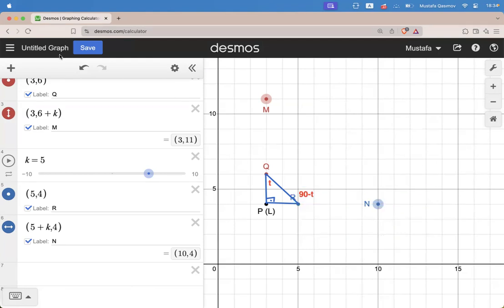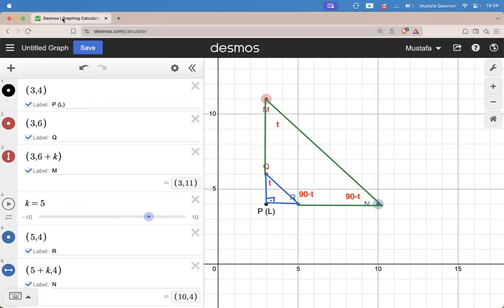Okay, now if we draw it like this, it will be a little bit different. So if this is T, it will also be T. And if it is 90 minus T, it will also be 90 minus T. And from here we can say that the answer is 90 minus T. Do you have any question from here?